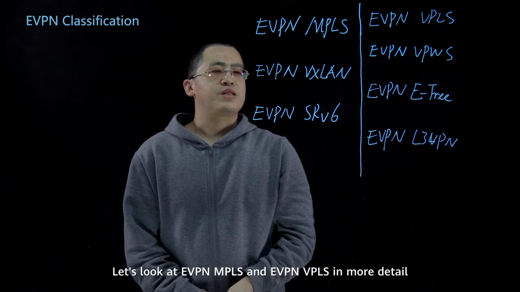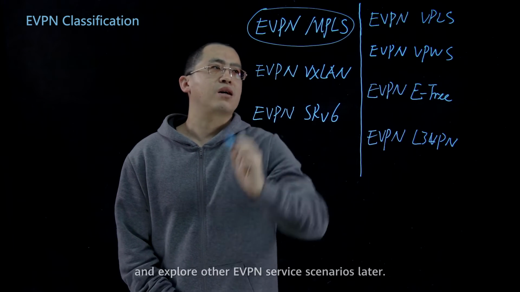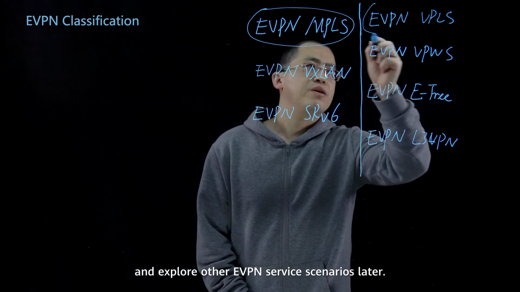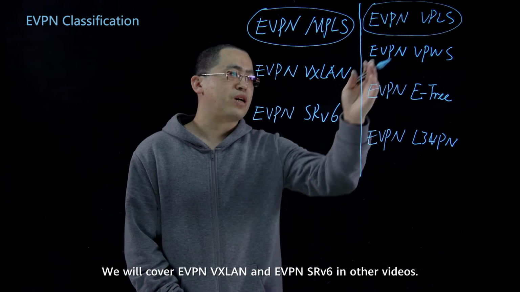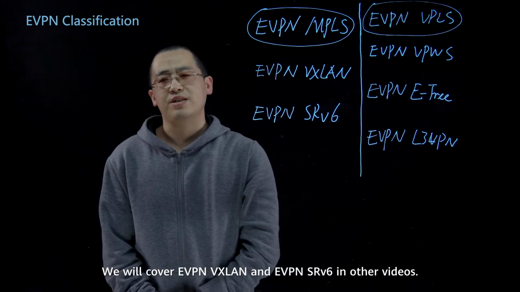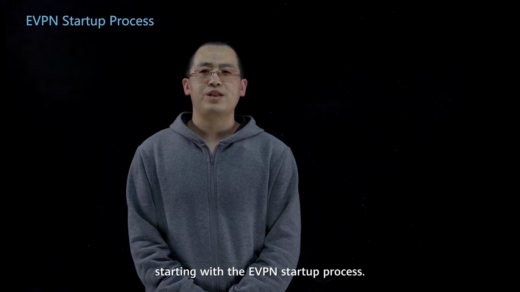Let's look at EVPN MPLS and EVPN VPLS in more detail and explore other EVPN service scenarios later. We will cover EVPN VXLAN and EVPN SRv6 in other videos. Let's look at how EVPN is implemented first, starting with the EVPN startup process.